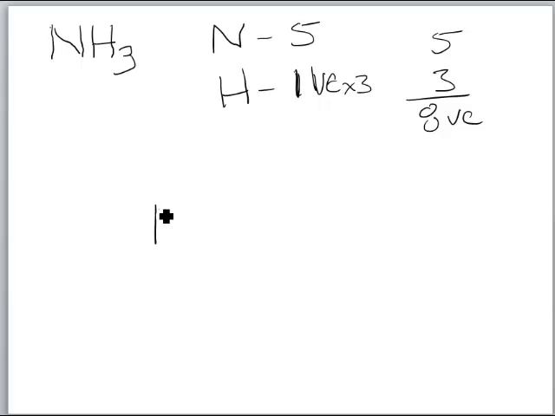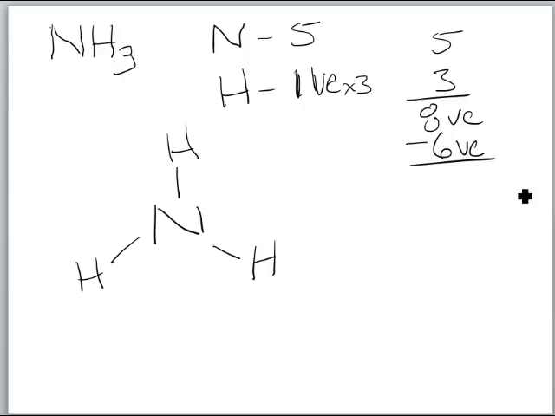Now we put nitrogen in the middle. We draw one bond to each. And because each bond represents 2 electrons, that's 2, 4, 6, we subtract out 6 valence electrons because we've used those up, leaving us with 2.